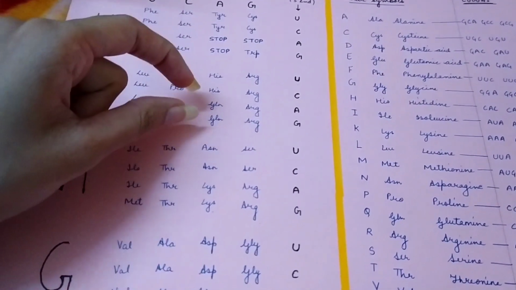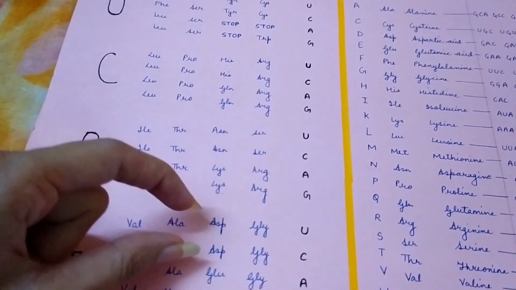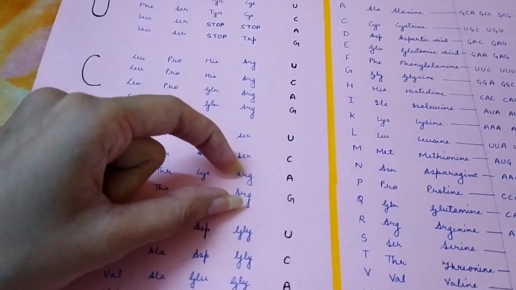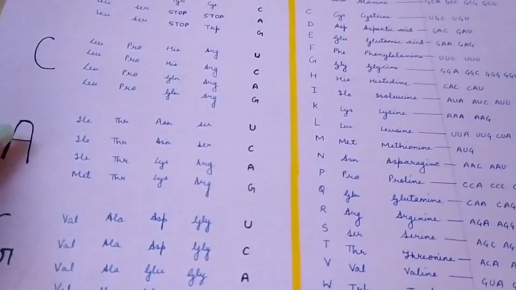And then histidine, glutamine, asparagine, lysine, aspartic acid, glutamic acid, arginine, and then serine, and then again 2 arginines, and then glycine. Okay, that's how you can remember it.